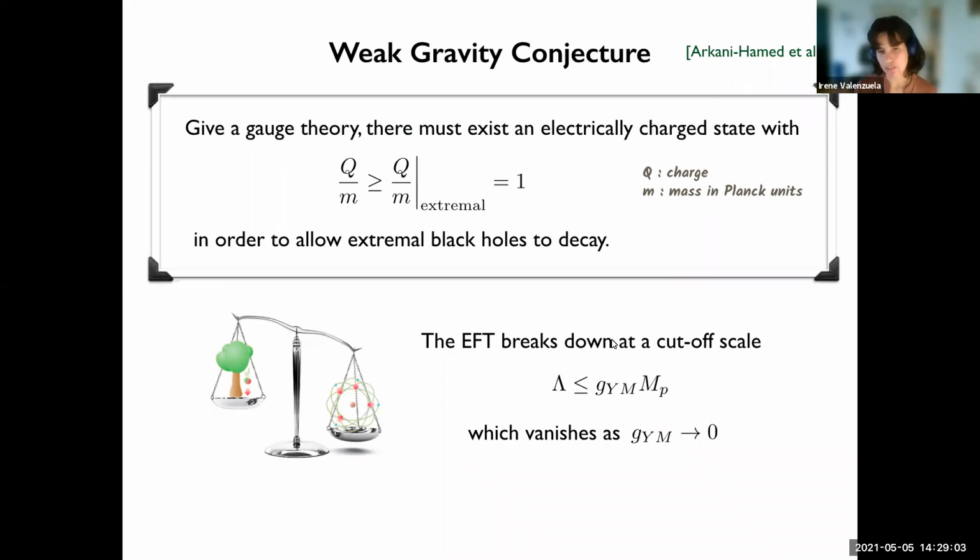Now, here you can already see the point: there is a magnetic version of this conjecture, where you apply this to the magnetic gauge field, and this gets translated to a bound on the cutoff of the effective field theory. So indeed, when you try to send a gauge coupling to 0, you are going to get light states. The charge is proportional to the gauge coupling, and the cutoff of the effective field theory should go down.